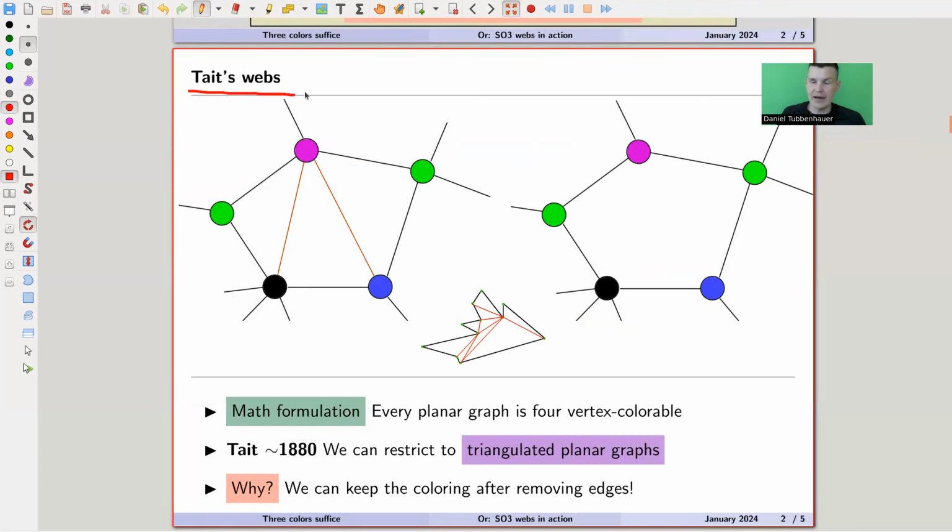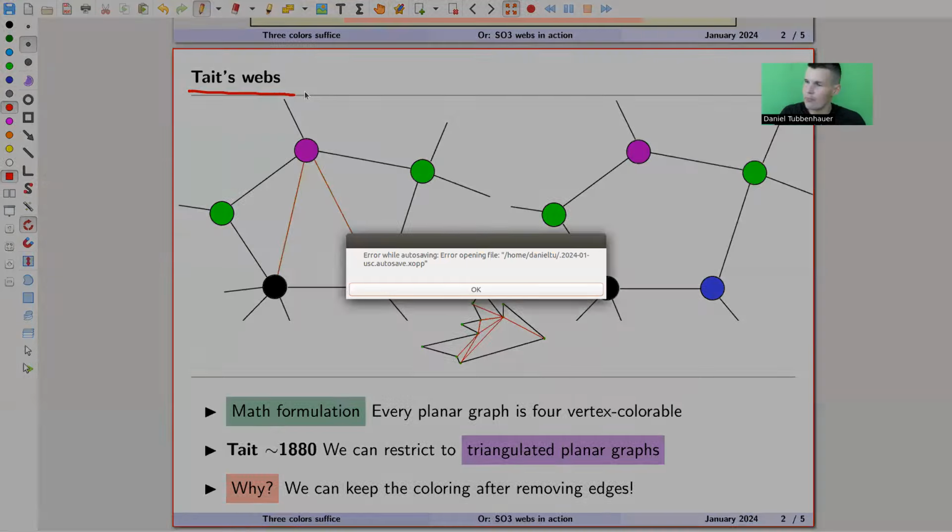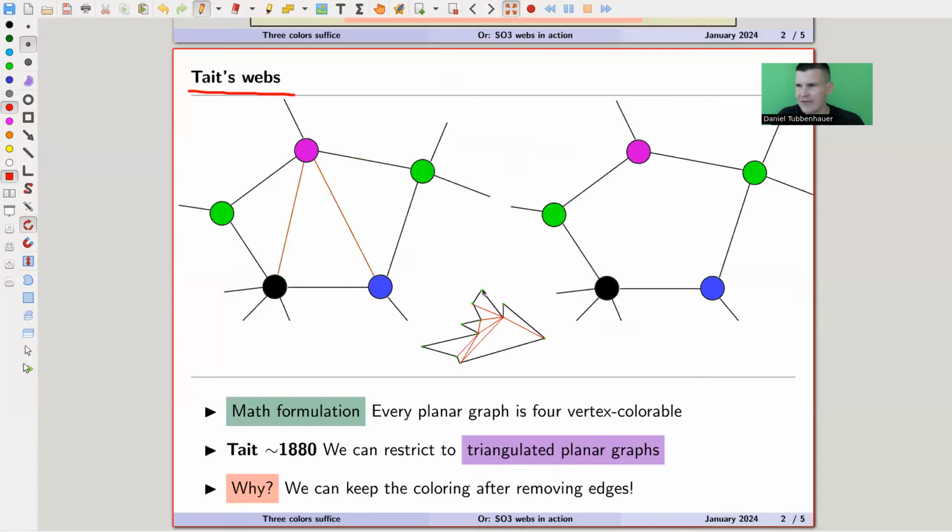I will explain now Tate's alternative proof. And this is going to be annoying here. I don't know what's going on actually. Anyway, I just continue and it will pop up several times again and I will just barely ignore it. I will just ignore it. Fine. Okay, so Tate's proof roughly works as follows.